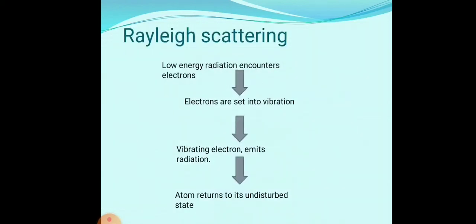There are some steps to be followed in Rayleigh scattering. First, low energy radiation encounters electrons and passes. The electrons are set into vibration. After that, the vibrating electrons emit radiation. After that, the atom returns to its undisturbed state.